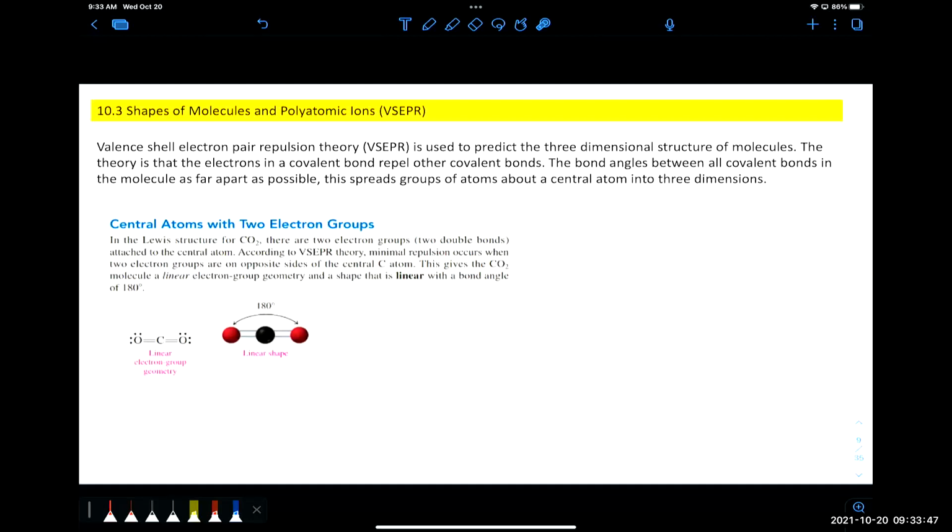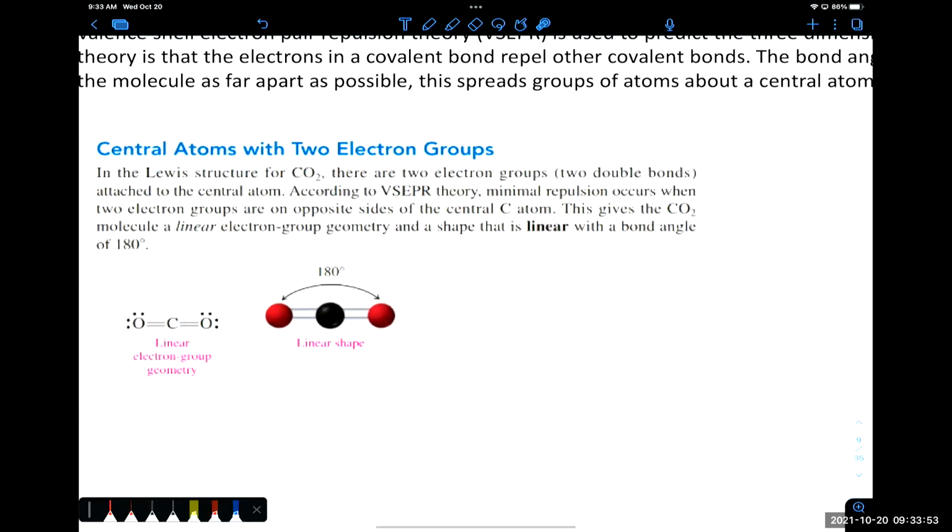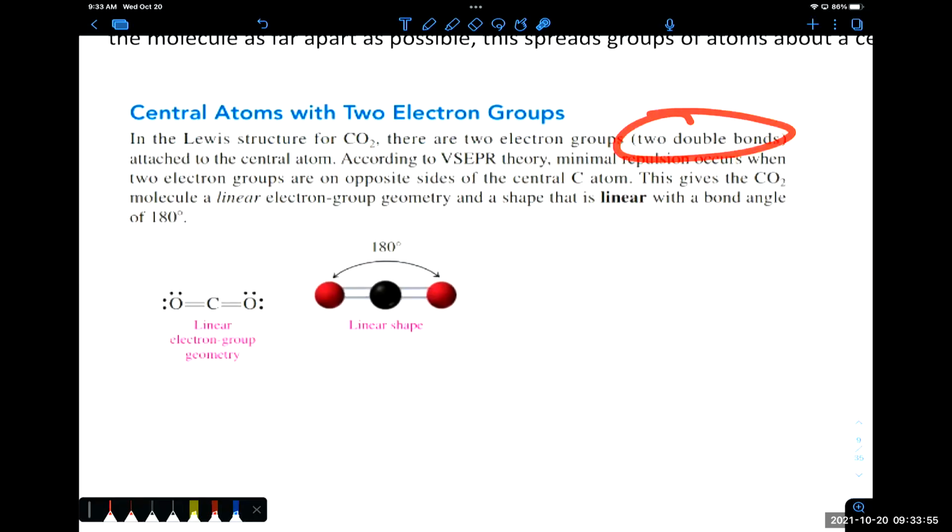So they're gonna repel each other to be as far apart as possible. So it's something like, well, when we have 2 double bonds, like on CO2 here, which we did earlier.